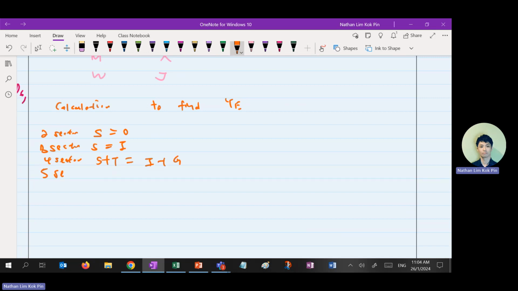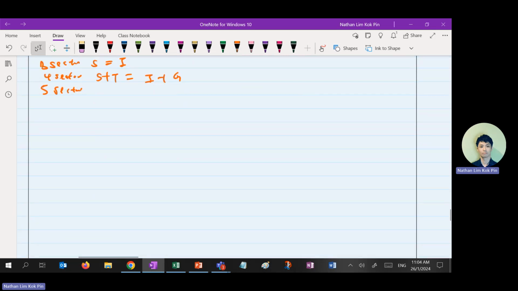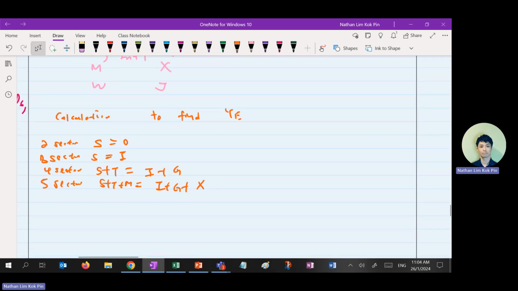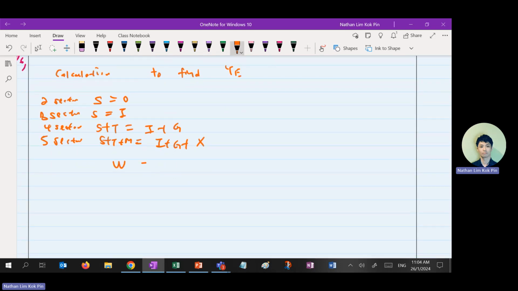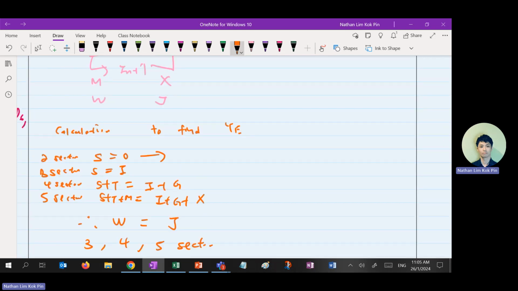And look at 5 sector. What is 5 sector? S plus T plus M equals I plus G plus X. This one, I repeat one last time, is the withdrawal injection method calculation. Therefore, W equals J for 3, 4, 5 sector. 2 sector is different, because 2 sector doesn't have W and J yet. So it is used to show Y equals E equals O.